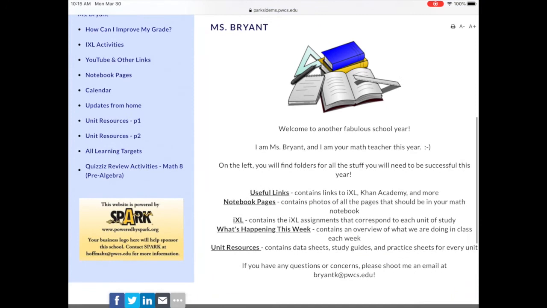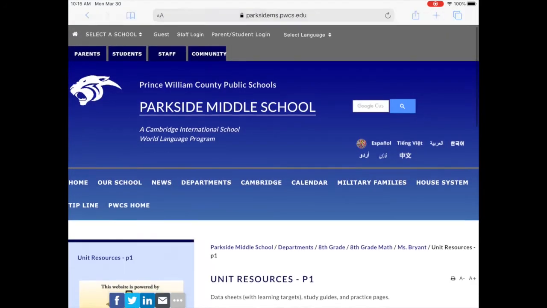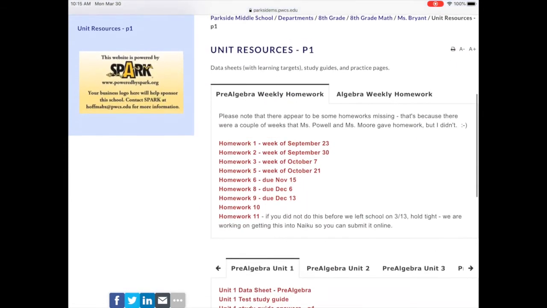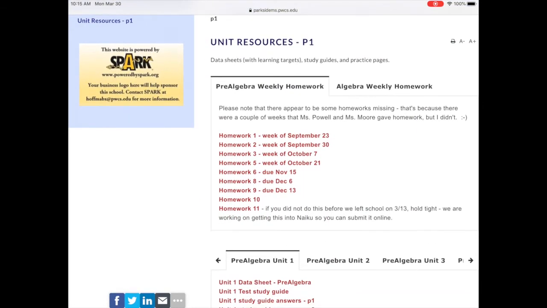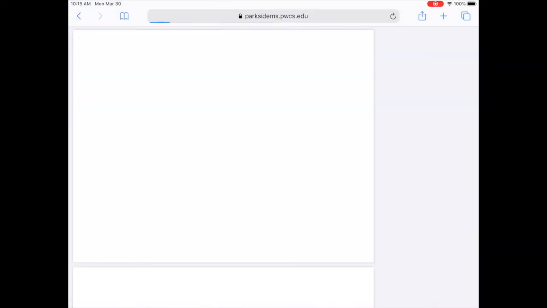Now, underneath Updates from Home, if you look in the blue box on the left, you'll see Unit Resources P1 and Unit Resources P2. So I'm going to click on P1 and show you what's in here thus far. First thing at the top is pre-algebra and algebra, the weekly homeworks. Pre-algebra P1 through 4, homework 11 was one graded item in my grade book. It says here, if you did not do this before we left school on 3/13, hold tight. We're working on getting this into NICU so you can submit it online. If you don't want to wait for that, you can click on it.